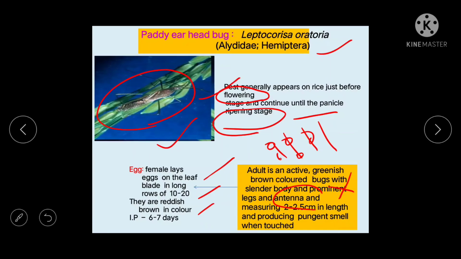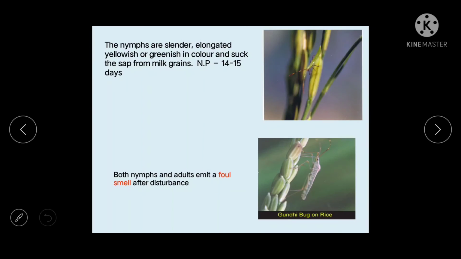You just see this, where they are laying the eggs. And one more thing, if you touch the adult, it will release a pungent smell. Because it is a bug, it has a pungent gland and releases that smell when you touch it. You can see this is the lateral view of the insect.